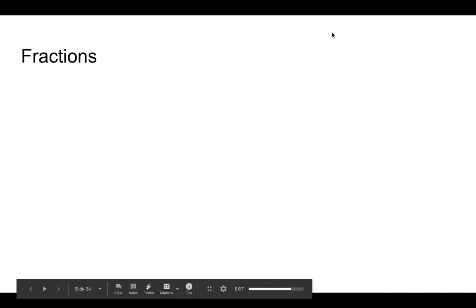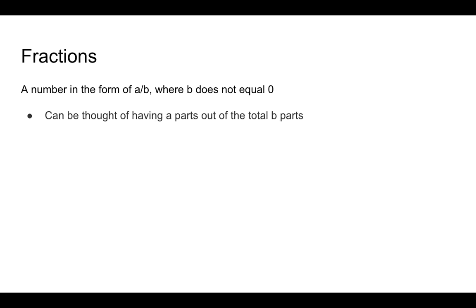All right, so fractions is something that many students struggle with. So here's just a quick overview of some key parts of fractions. First of all, a fraction is a number in the form of a over b, where b does not equal 0. It can be thought of as having a parts out of the total b parts. So 3 over 4 would be you have 3 parts out of 4 total parts. The top number is called the numerator, and the bottom number is called the denominator.